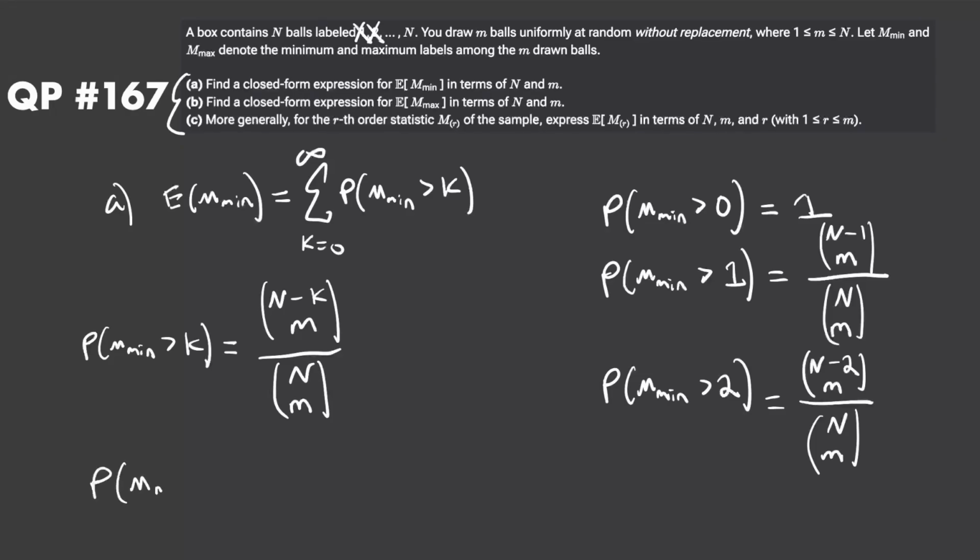Because the probability that the minimum is greater than n is obviously just going to be 0. And for any number bigger than n, right? Because we only have balls labeled up to n, so there's no way that we could get a minimum that is greater than n, right? So we do not need to do this sum to infinity. We just have to do it to n because, again, any number past n or equal to n, when we plug it in for k here, will just give us a probability of 0.